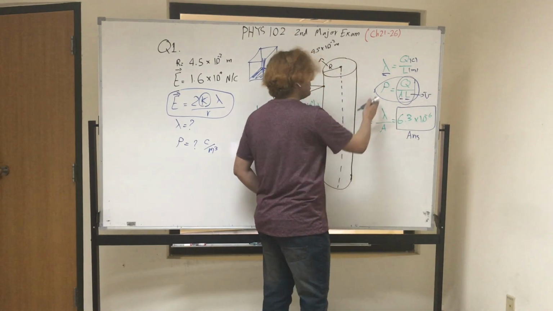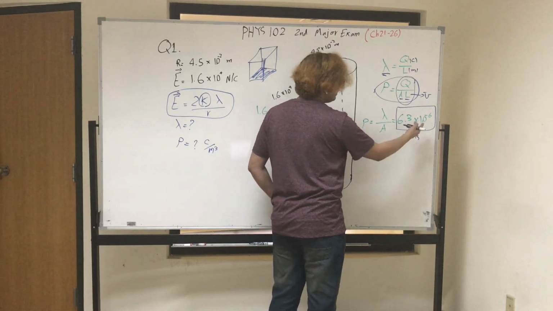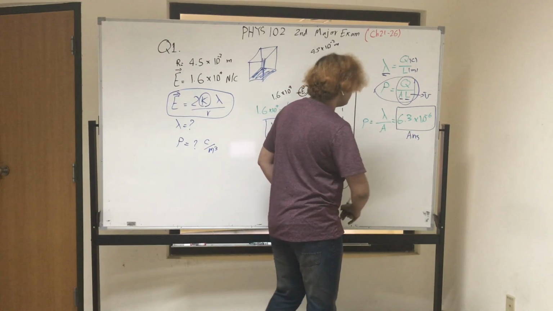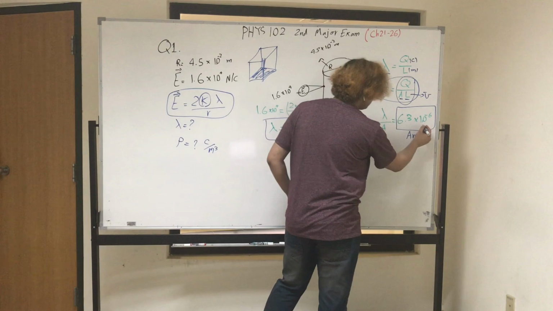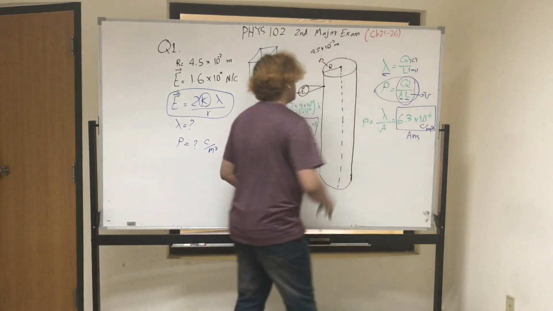All we need to do is divide lambda by the cross-sectional area, and you'll get 6.3 times 10 to the negative 6. That's going to be coulombs per meter cubed, and that would be your answer.